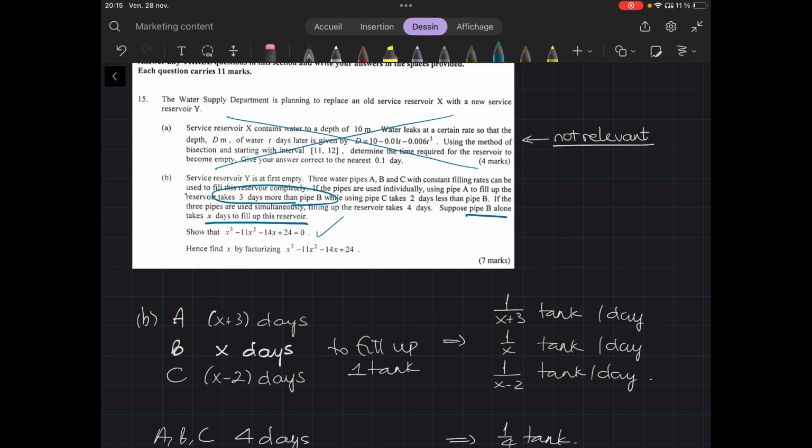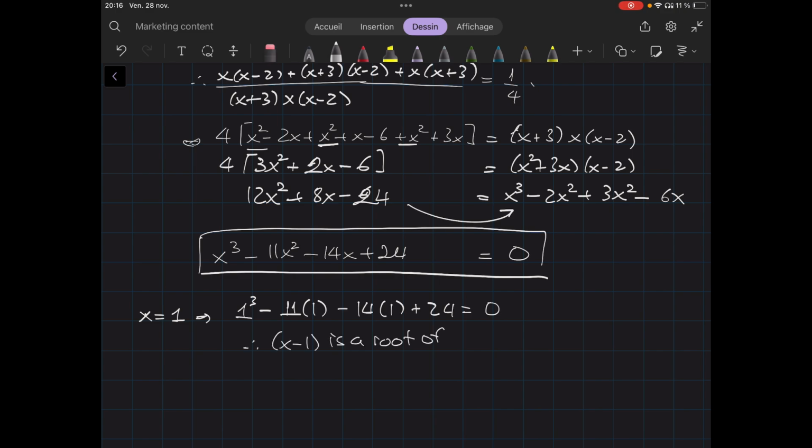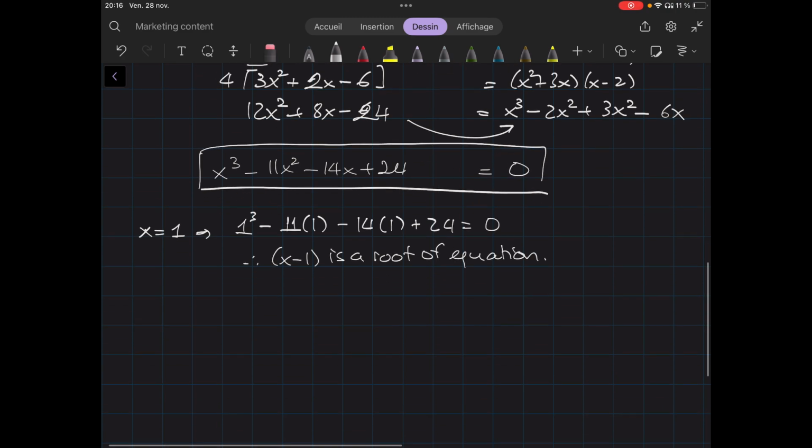First part, done. Second part, we'll first need to find a root of the equation because that would give us a factor that we can use. If x is equal to 1, we can see that the left-hand side is going to be equal to 0. This implies that x minus 1 is a factor of the equation. From this point onwards, you can do long division.